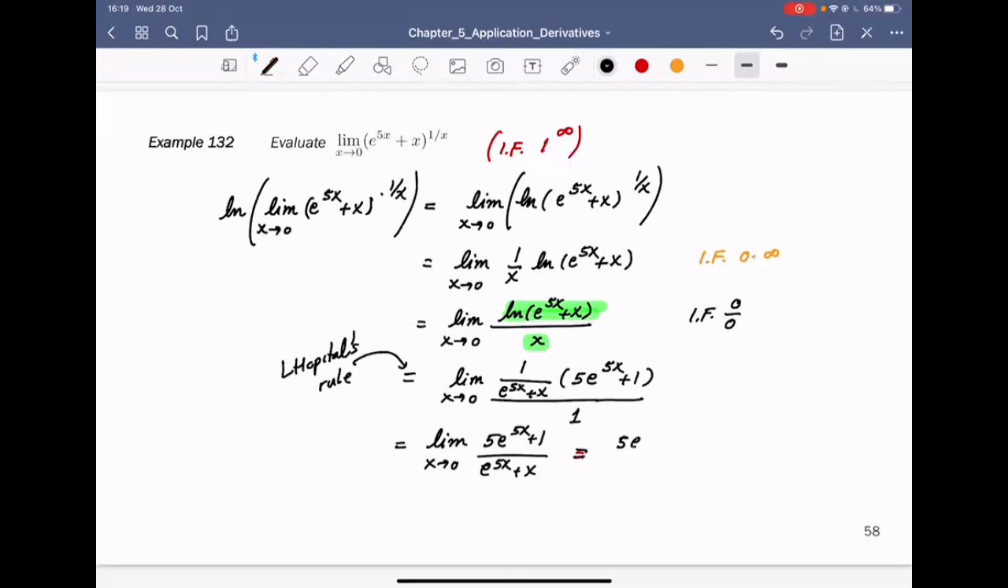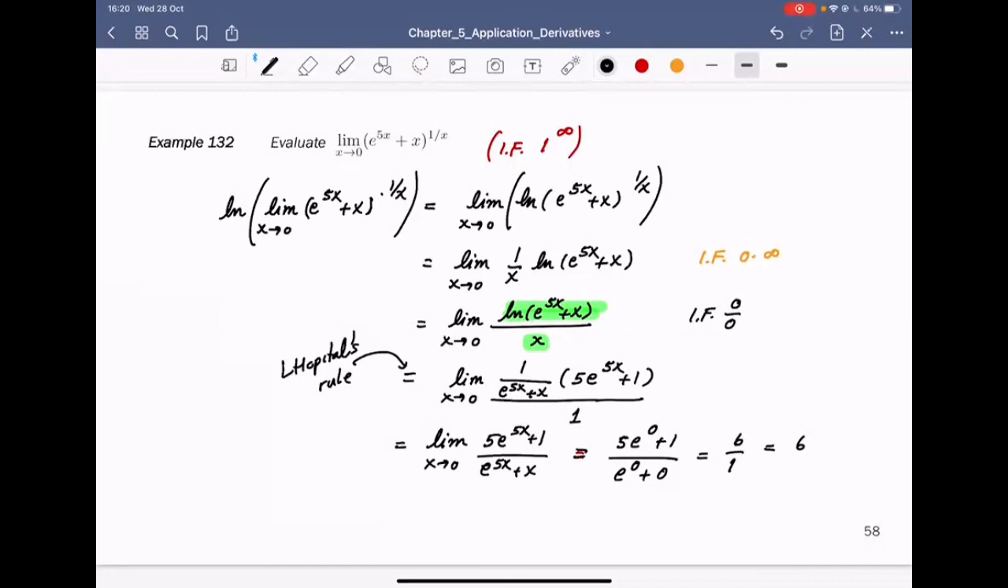So you can plug in the number 0 now to see if it's still an indeterminate form. So 5 e to the 0 plus 1, over e to the 0 plus 0. That is 6 over 1, which is 6. Hey, we got the answer.